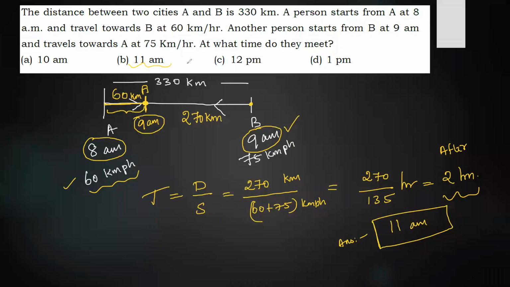Okay. So initially there was 330 kilometers apart. Now after 1 hour of traveling, 60 kilometers reduced, so it comes to 270 kilometers. Both the timings are the same. Then you can apply the basic formula, distance by speed. Clear for everyone?